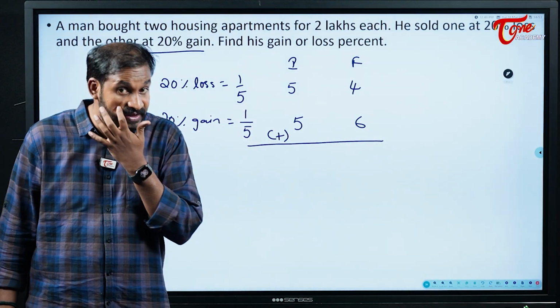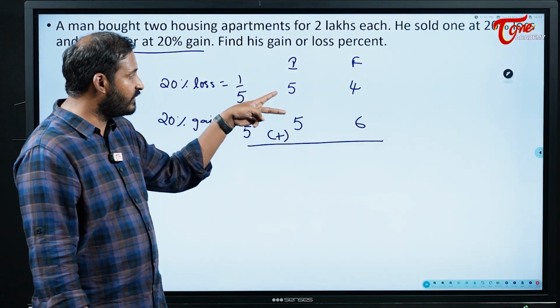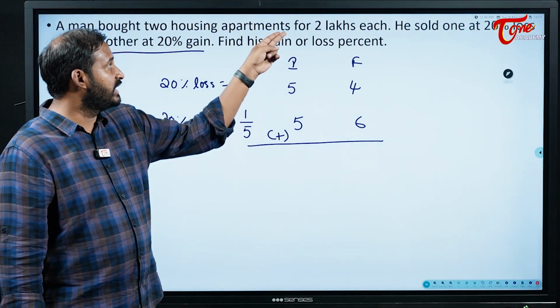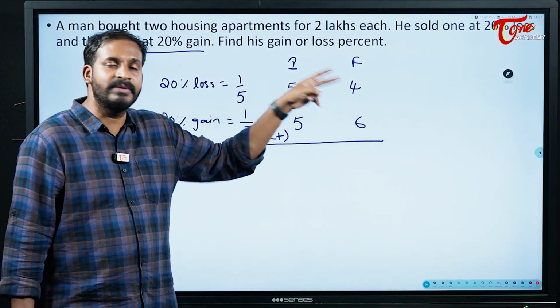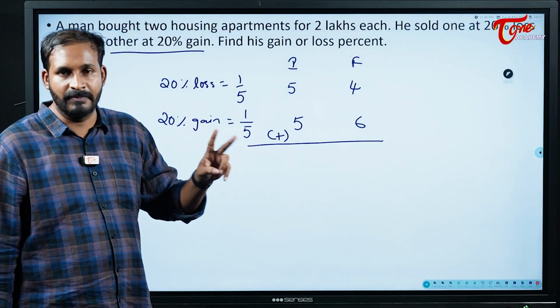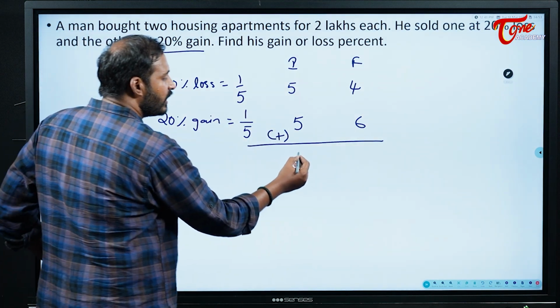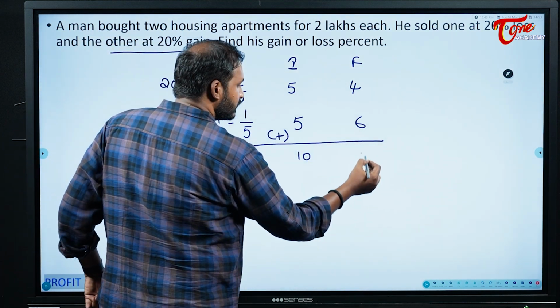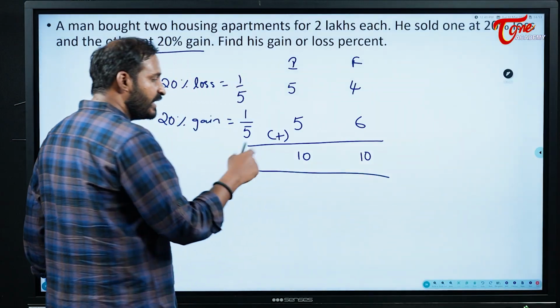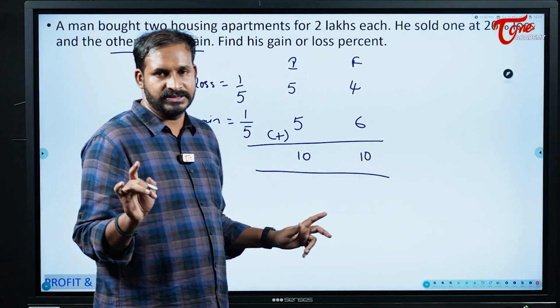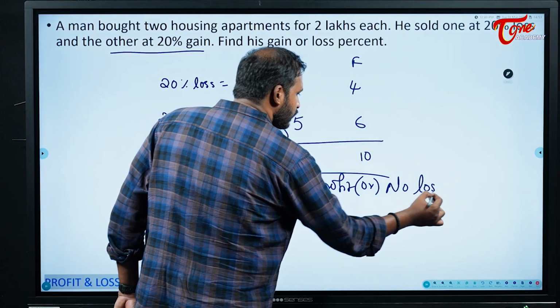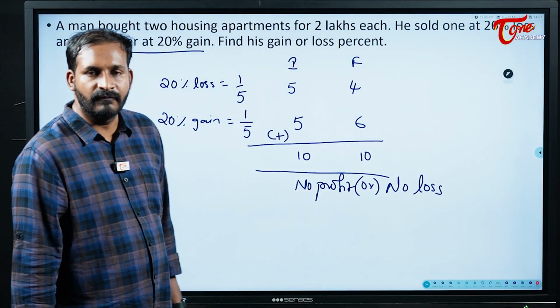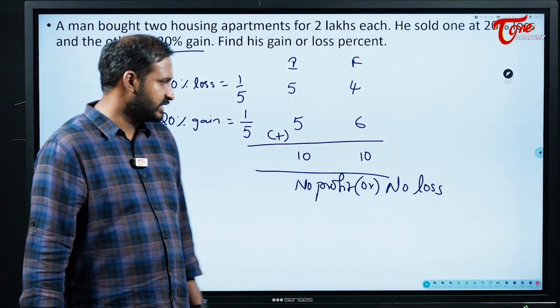But in some cases if they are not equal, students, first of all equalize those values. If cost prices are equal, make the cost prices equal. If selling prices are equal, make the selling prices equal. Remember this carefully. So 5 plus 5, what is it? 10. Here also 10. Now tell me, he spent 10 rupees and in return he got 10 rupees. Whether it is a profit or loss? No profit, no loss in this case.